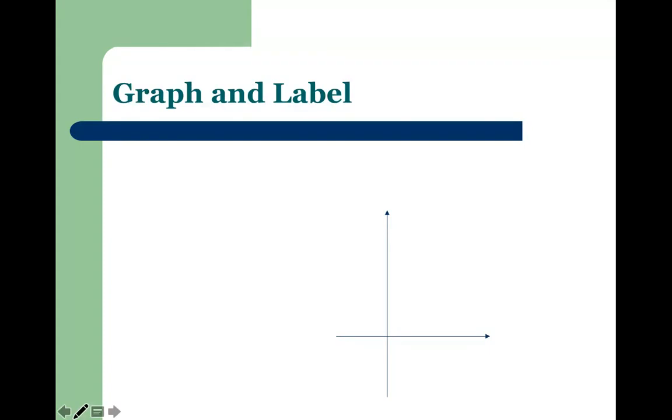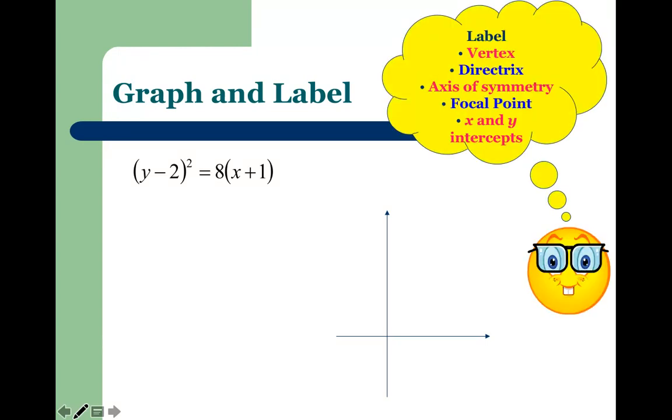Let's take a look at one that we're going to graph. So you have y minus 2 squared equals 8 times x plus 1. We want to label the vertex, directrix, axis of symmetry, focal points, x and y intercepts. So let's take a look at this. Well, which term is squared? Our y term, right? So it's either going to be right or left. If your y term is squared, we know that it's right or left.